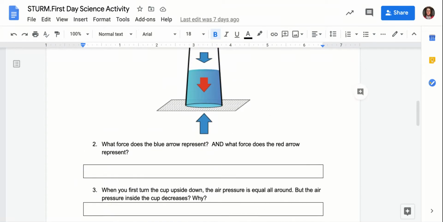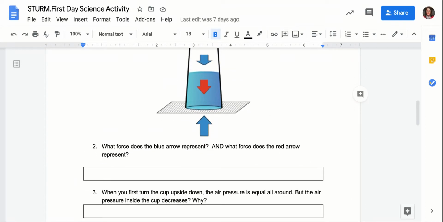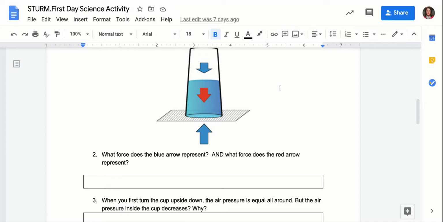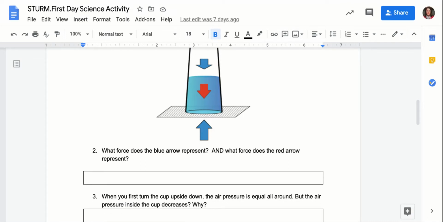Number three, the question is, when you first turn the cup upside down, the air pressure is equal all around, but the air pressure inside the cup decreases. And you can see that the air pressure force arrow inside is actually smaller than the one pointing up toward the paper. So why does the air pressure go down inside that cup? And that's what Mr. Pruis in the video talks about, a vacuum forming.